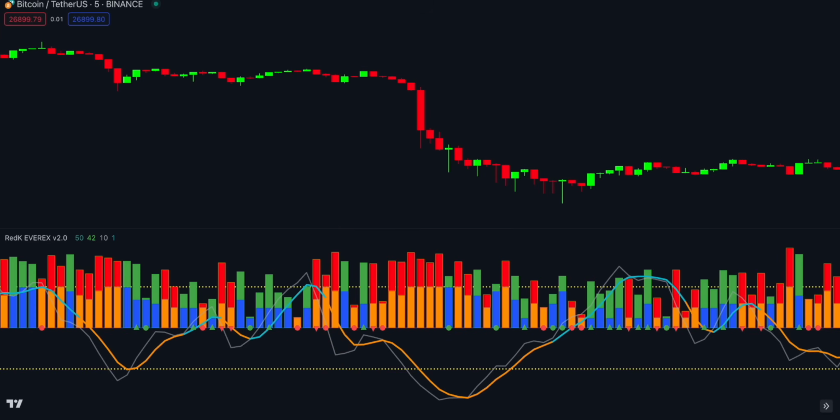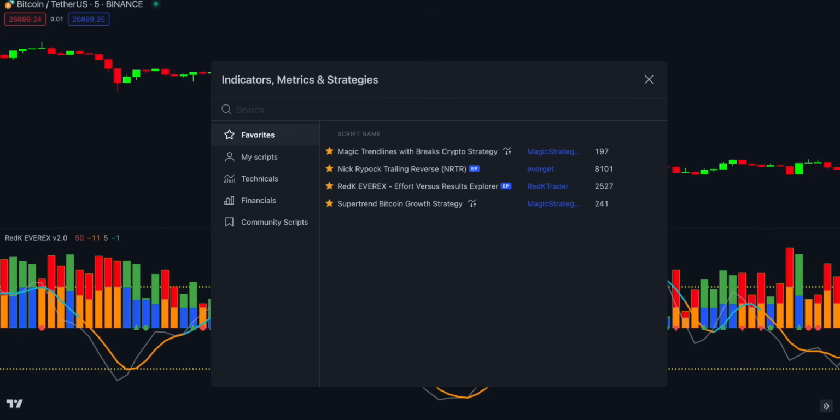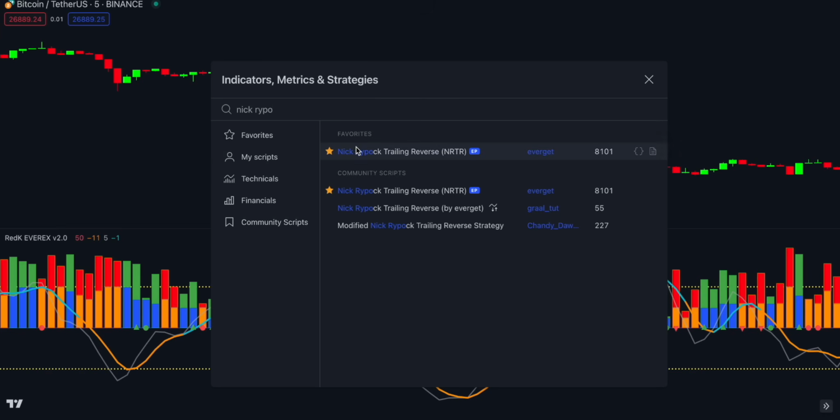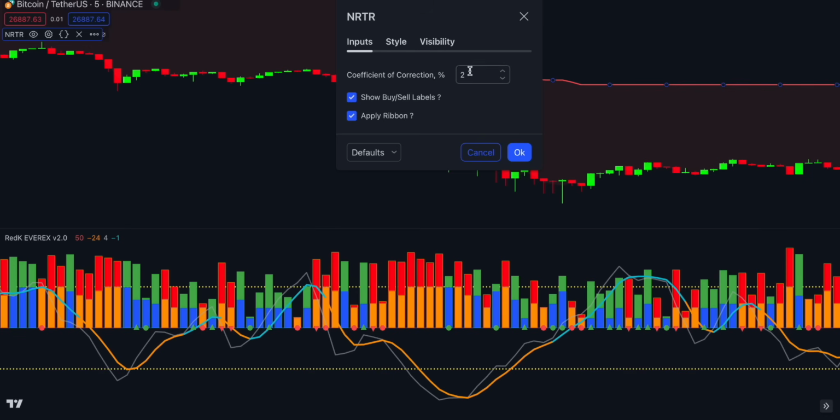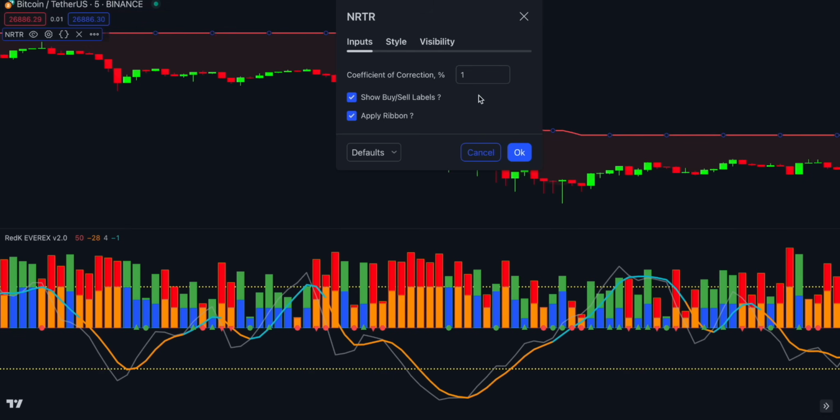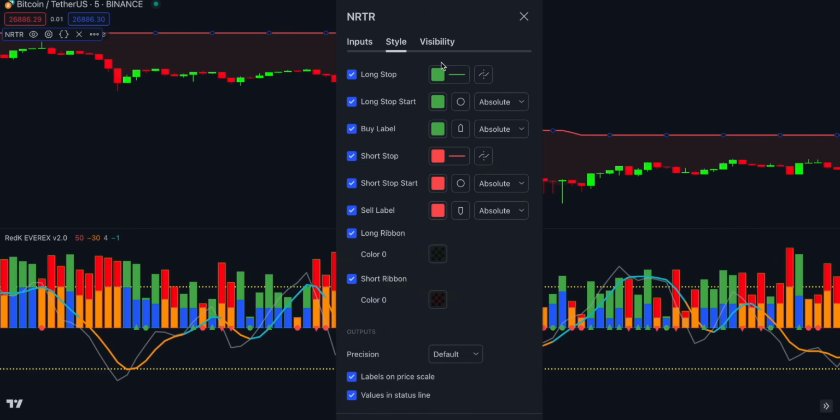To add an extra confirmation to these signals, I recommend using two more tools. One that identifies a long-term trend and one that spots market consolidation. For the first one, I like to use Nick Rypock Trailing Reverse by Everget. Once the indicator has been installed, open its settings and change this value to 1. Then go to the style and hide these buy and sell labels.